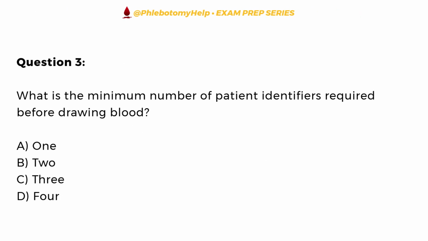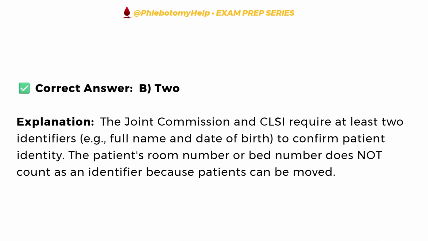Question 3. What is the minimum number of patient identifiers required before drawing blood? Is the correct answer A, B, C, or D? The correct answer is B, 2.